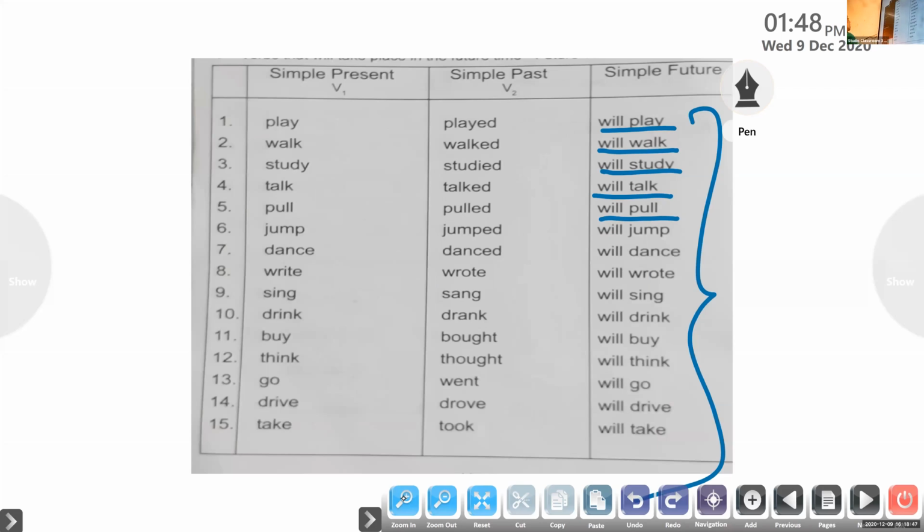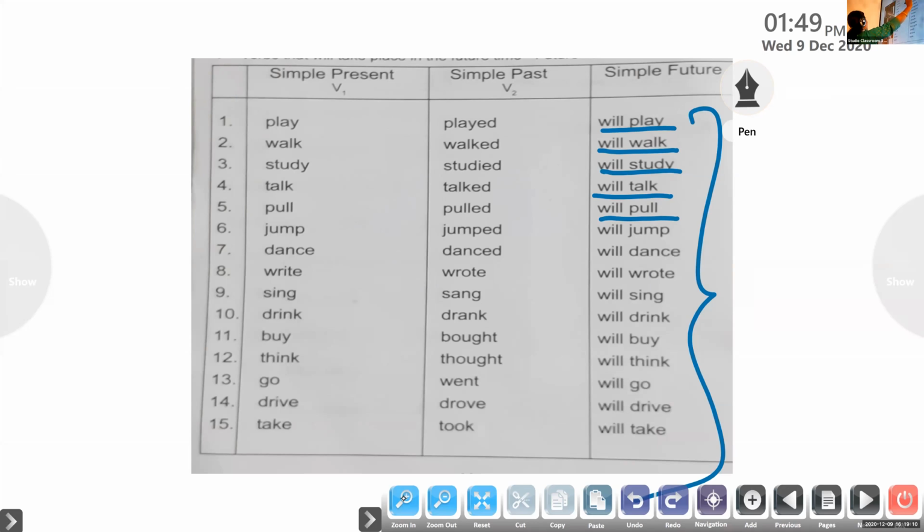We are familiar with this table, children, aren't we? Have all of you learned it? Did you write and study this? I want all of you to learn this table by heart. I wanted all of you to learn this table well for the examinations.